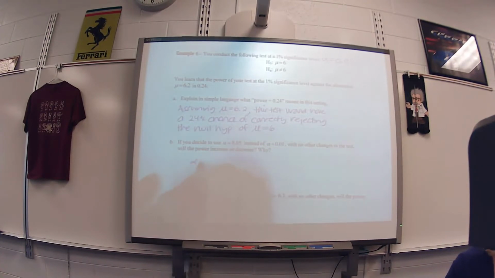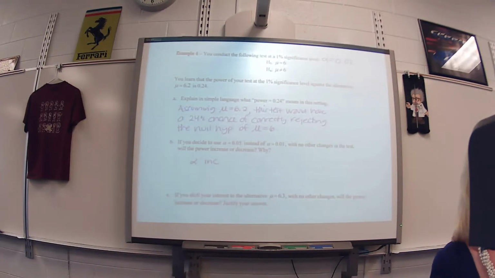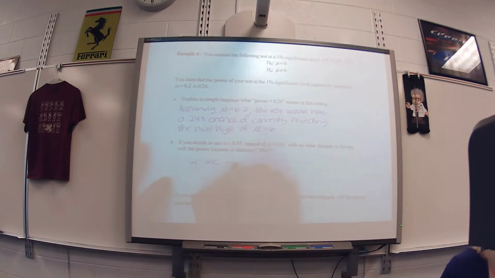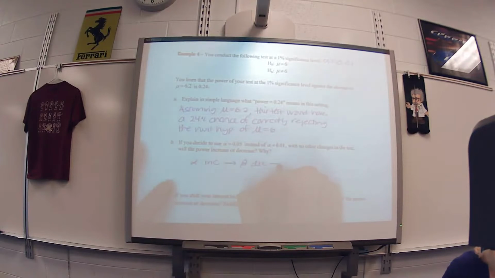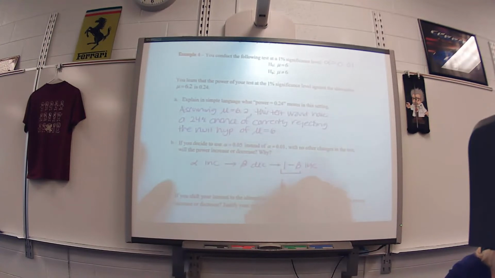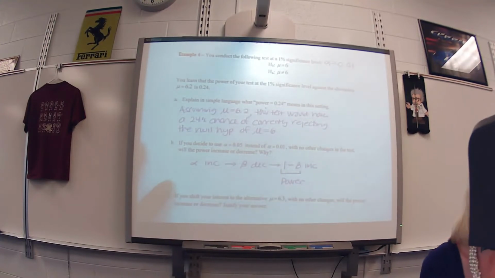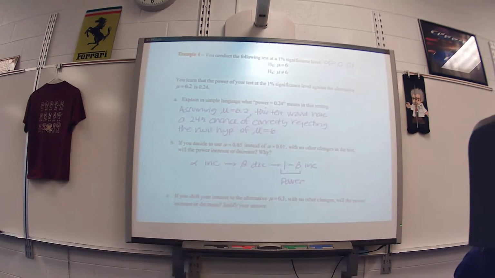So if alpha increases, what will beta do? That will force beta to decrease because they're inversely related. But if beta decreases, what happens to 1 minus beta? That would now increase, and that is the definition of power. So the power would increase.